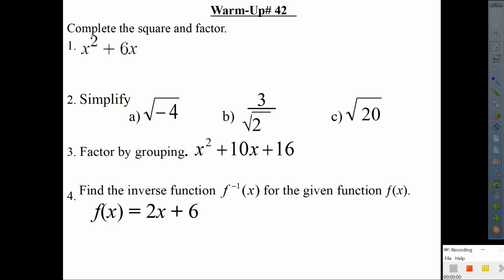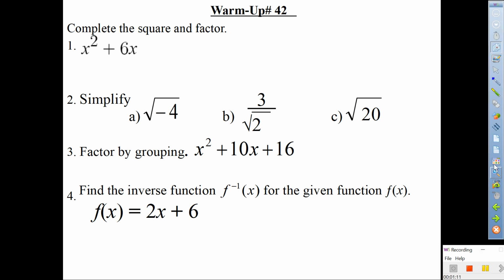And number 4 reads find the inverse function, and it's written f with a little exponent of -1, then parentheses x. Then it says for the given function f of x. And then they give us the function f of x equals 2x plus 6. Alright, I'll give you guys some time for that. Ready and go.